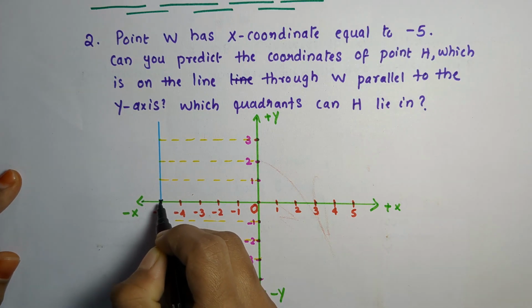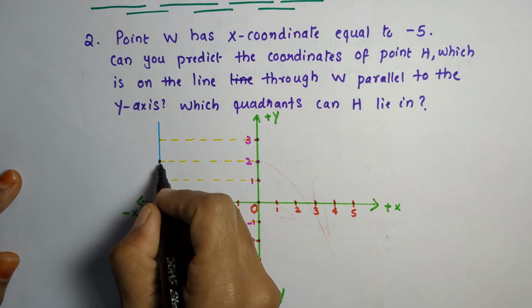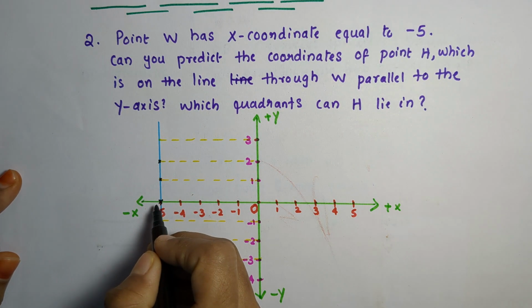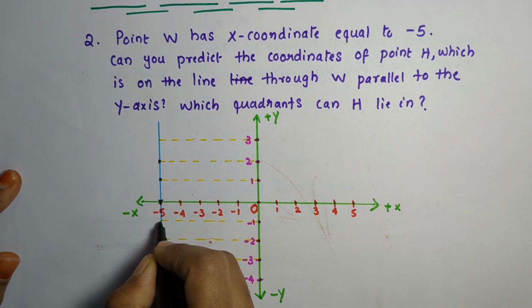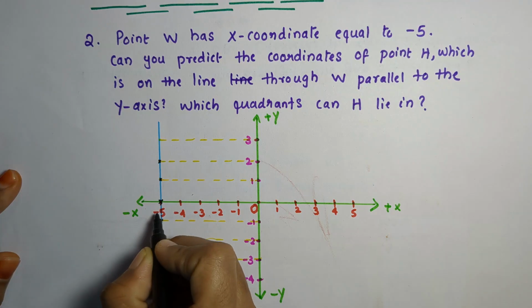W can be here, or W can be here, or W can be here, because all these points have x coordinate -5. Even you can consider a point here or a point here. All these points will have the same x coordinate -5.